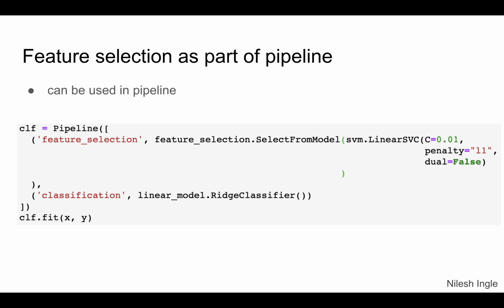And finally, feature selection can be used as part of a pipeline, as shown here. This is just one example. You have a pipeline where the first step is doing a feature selection, here using the SelectFromModel method, and then performing the task of classification. So just put these two in a pipeline and then perform fit on X and y. It'll automatically go through all the steps within this pipeline, in this case feature selection, and then use those selected features only to perform the fit using the linear model RidgeClassifier.